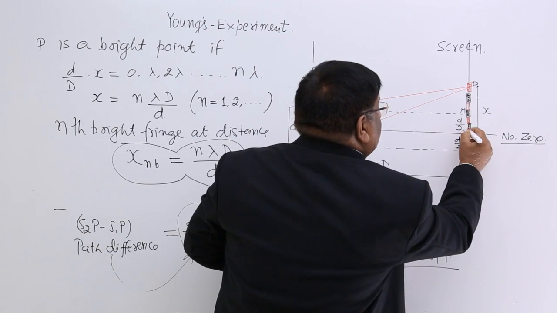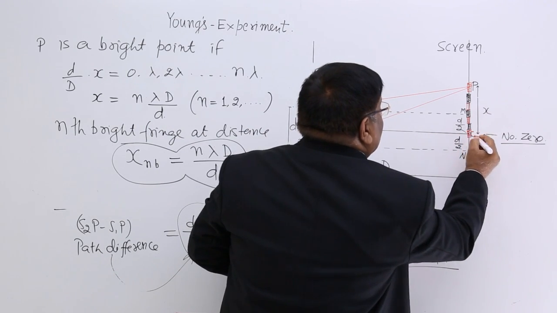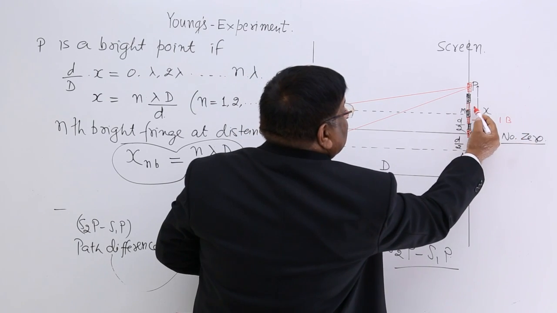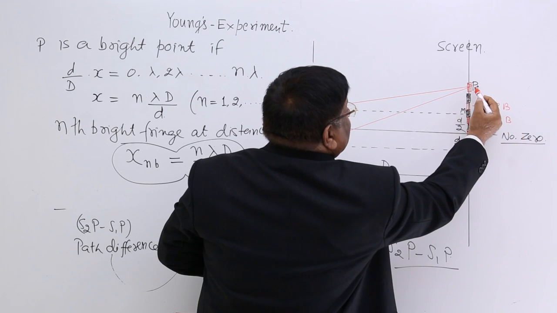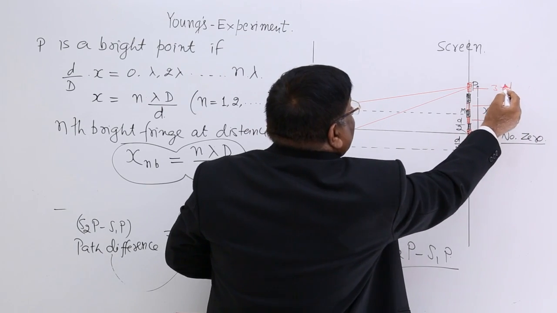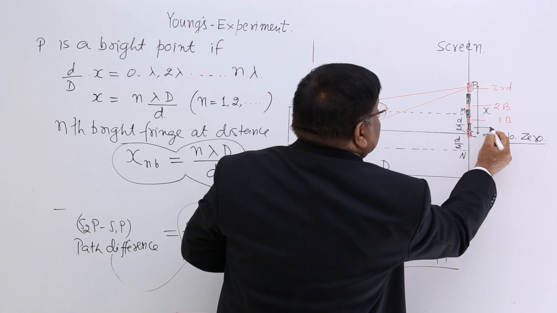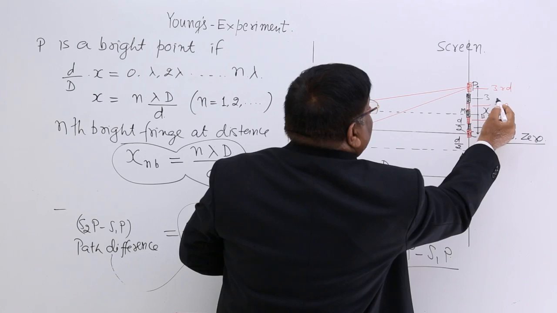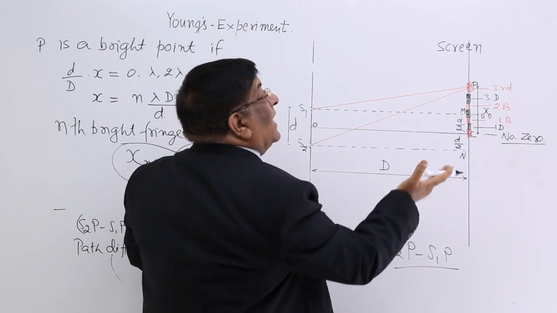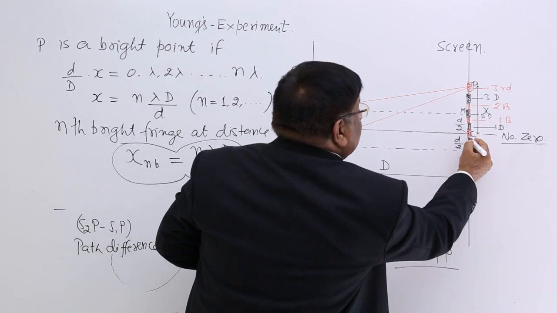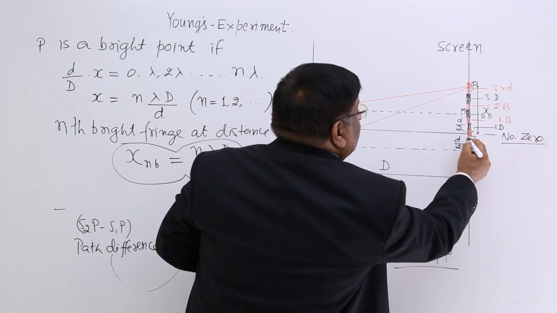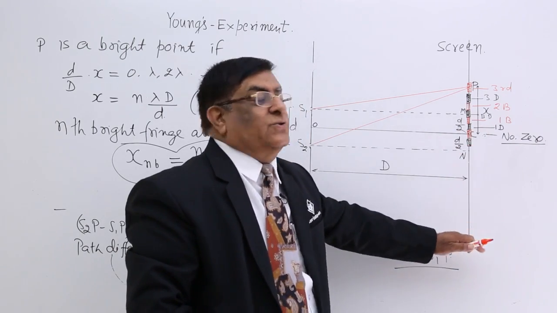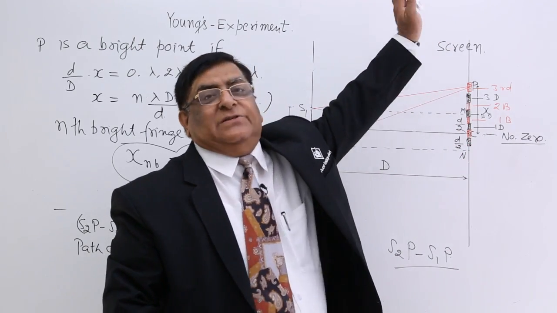The same downward, and this is central. This is number 0, this is first bright, this is second bright, this is third bright, like that. This will be first dark, this will be second dark, this will be third dark, and so on upside. Similarly, this is first dark downward, first bright downward, second bright downward, third bright downward.